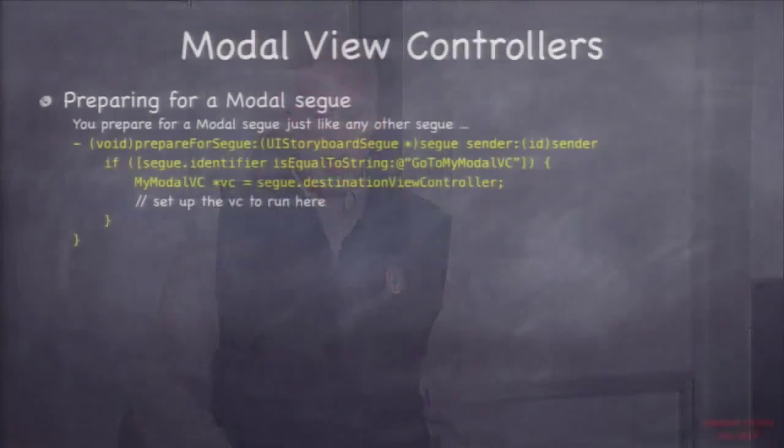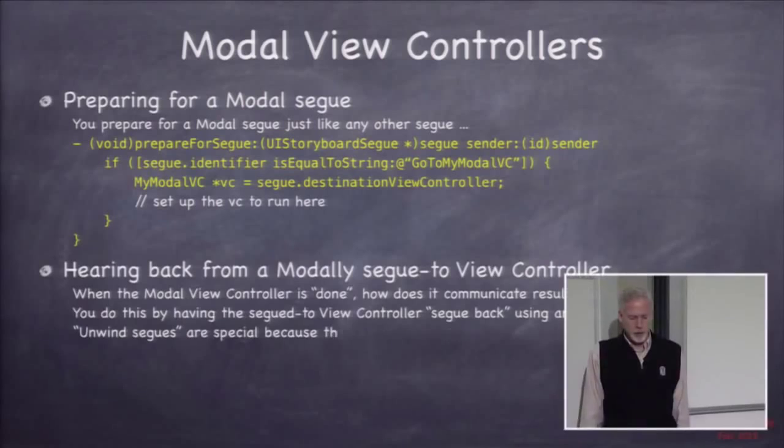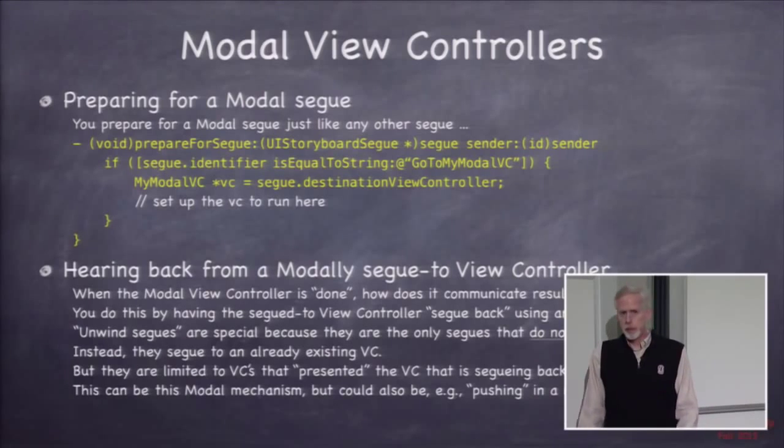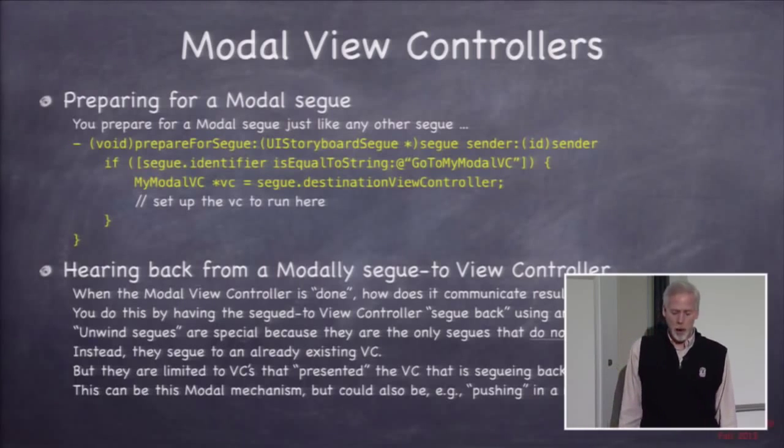So it's normal to prepare. What does a prepare look like? It looks like any other prepare for segue, right? You get the destination controller, maybe you check the identifier, you see what class it is, and you prepare by passing whatever public API that view controller wants.